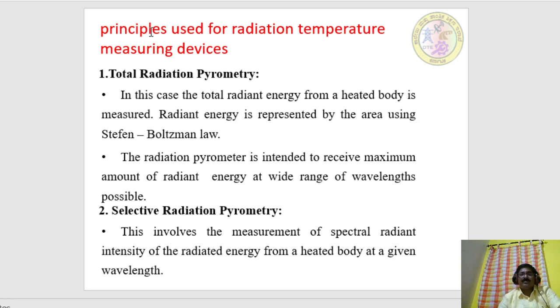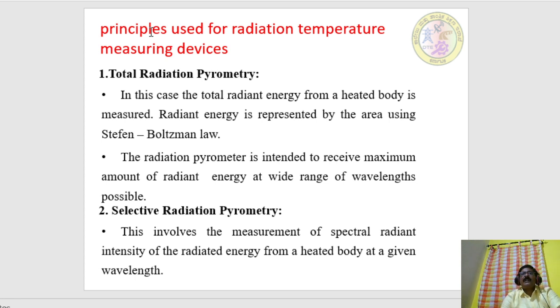The principles used for radiation temperature measuring devices. There are two different pyrometry principles: total radiation pyrometry and selective radiation pyrometry. In the case of total radiation pyrometry, the device receives all the radiations from the hot body and focuses it onto a sensitive temperature transducer like a thermocouple. Moreover, it consists of a radiation receiving element and a measuring device to indicate the temperature.